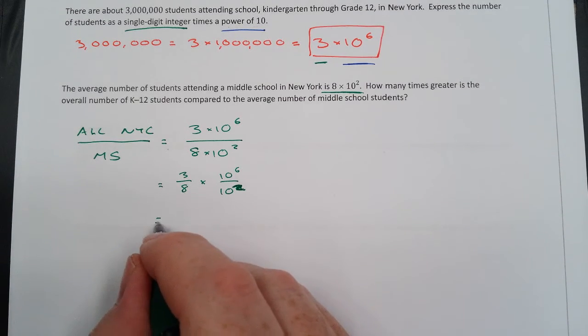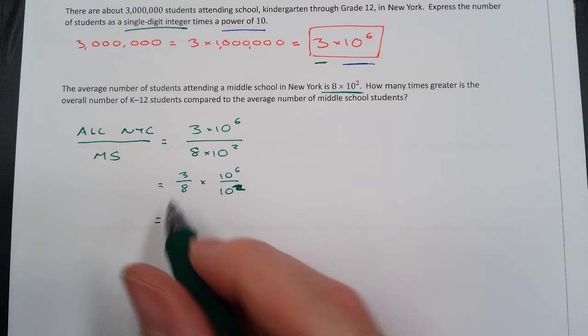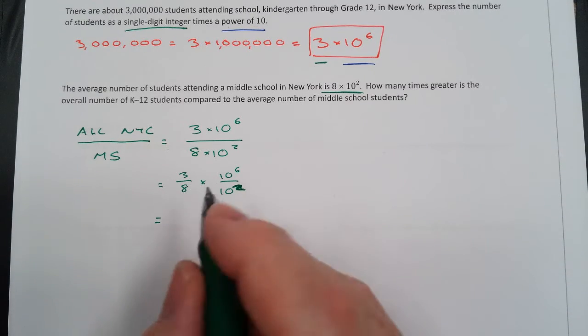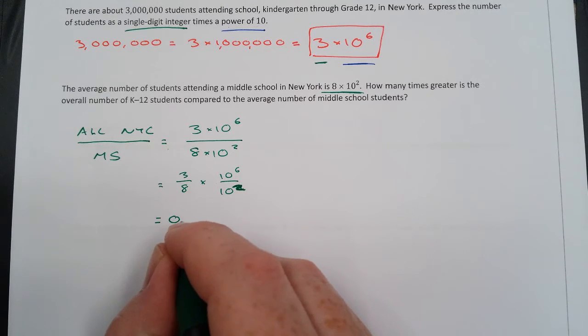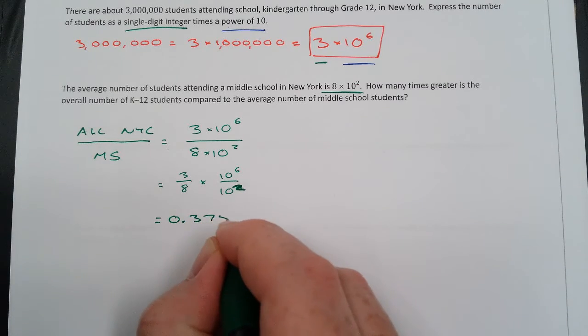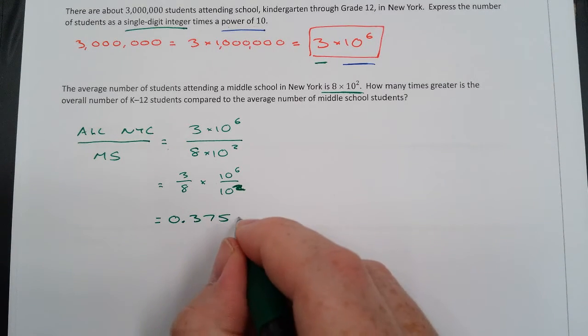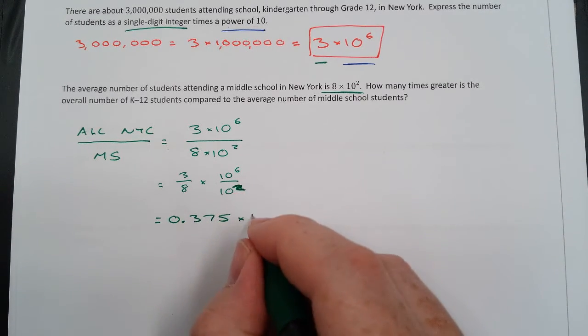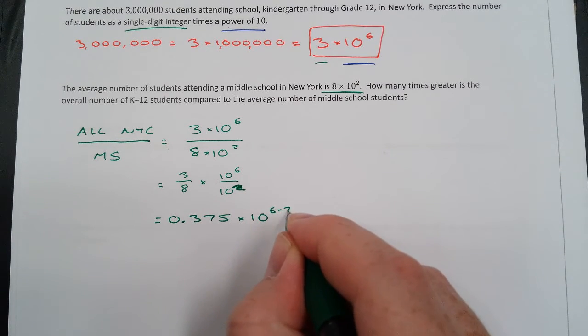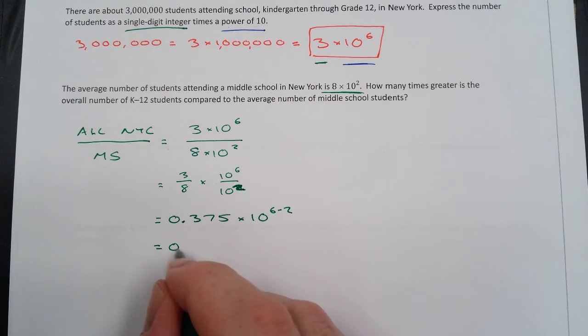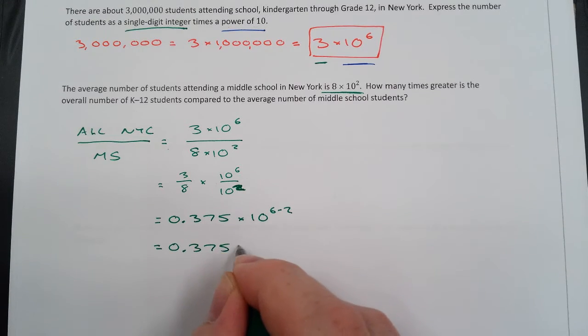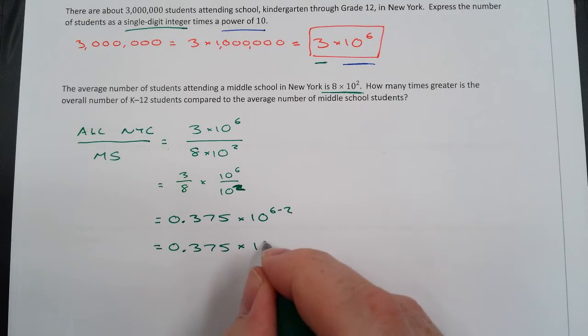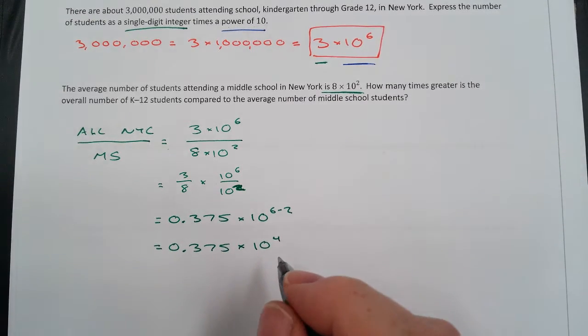Now it helps if you know 3/8. If you don't have 3/8 memorized in your head, it's okay, use a calculator, but 3/8 in decimal form is 0.375. Then 10 to the 6 divided by 10 squared. You know the rules by now, just subtract the exponents. So we get 0.375 times 10 to the 4th.